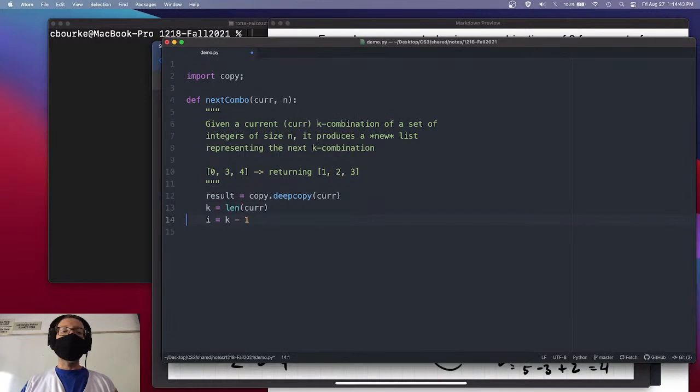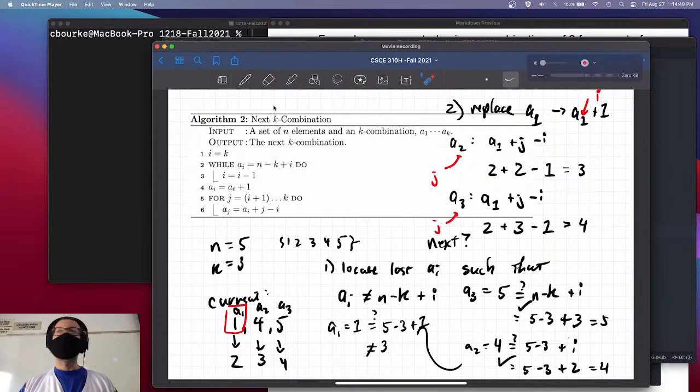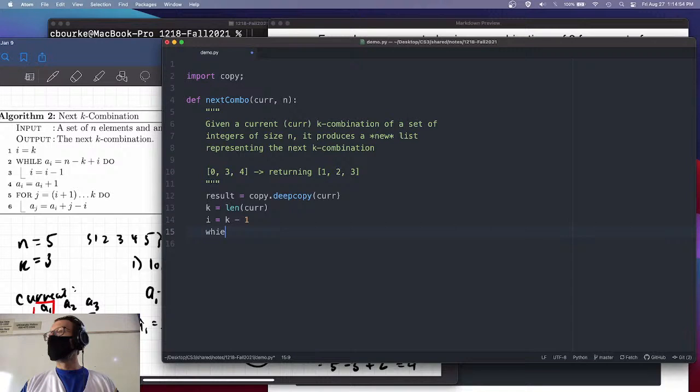All right. There's a while loop. All I have to do is translate that directly. Let me move it over here. While the current result sub i is equal to n minus k plus i, right? i minus minus. There's a quirk of Python. Is that going to work? Nope. They don't have the nice, convenient minus minus operator.